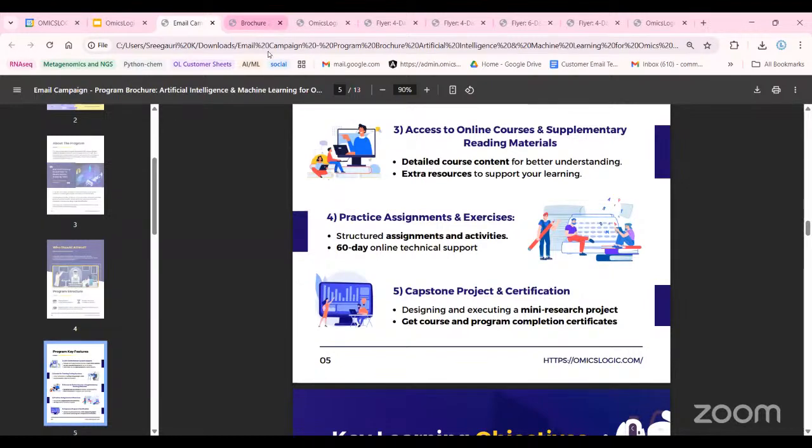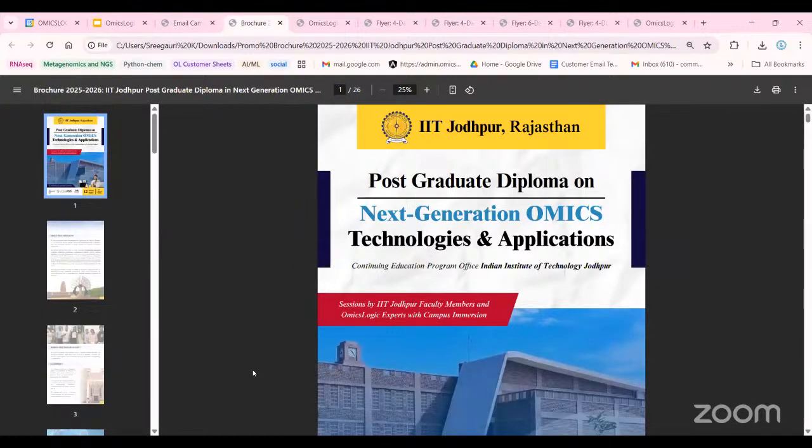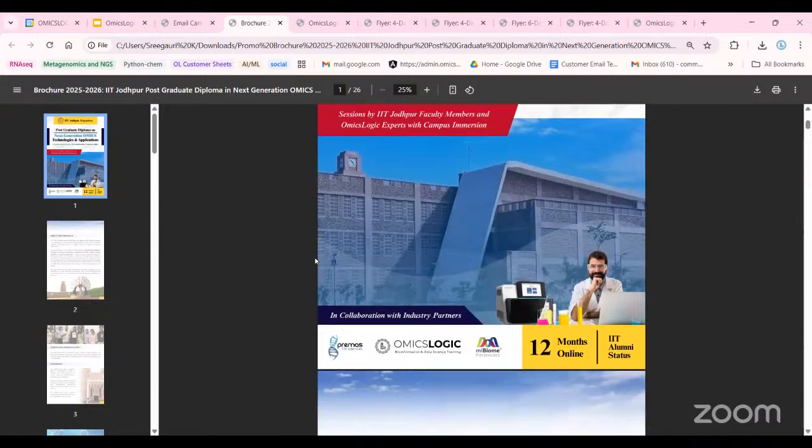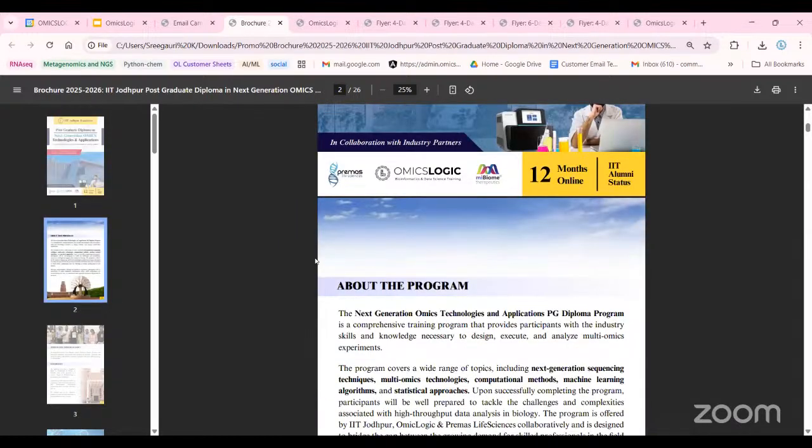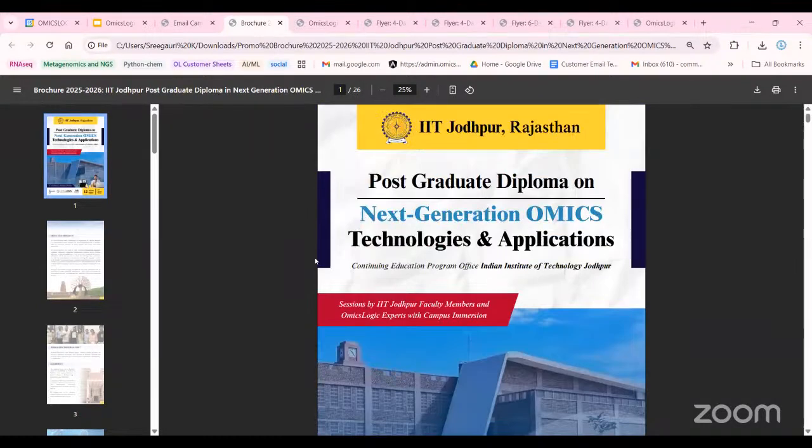That is one program. And additionally, if you're someone who is looking to get a diploma in NGS technologies and applications, we also have an IIT Jodhpur program, a 12-month, one-year program that we are conducting. It will be a hybrid program and it will consist of weekend online classes with a campus immersion at IIT Jodhpur. So that is another.